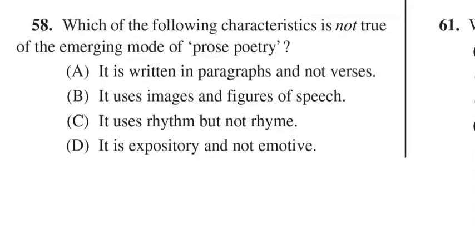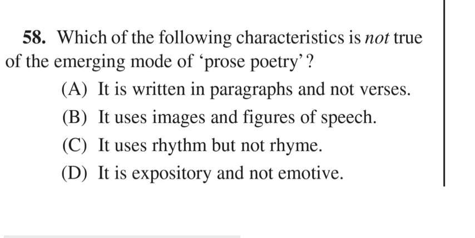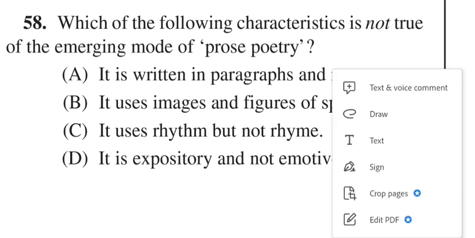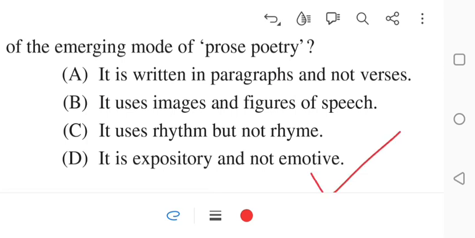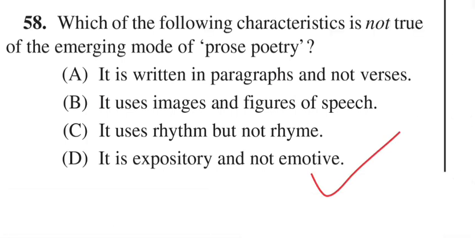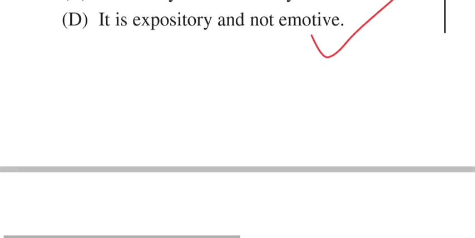Now let's move on. Number 58 says, which of the following characteristics is not true of the emerging mode of prose poetry? It is written in paragraphs and not verses. It uses images and figures of speech. It uses rhythm but not rhyme. It is expository and not emotive. 58, D is the correct answer. It is expository and not emotive. Okay. So this is not a characteristic related to the emerging mode of prose poetry.